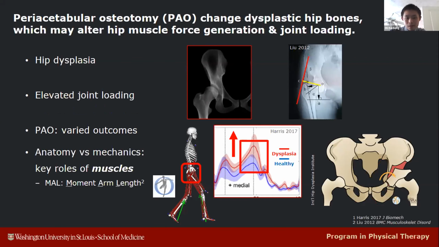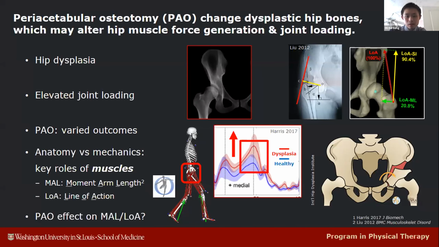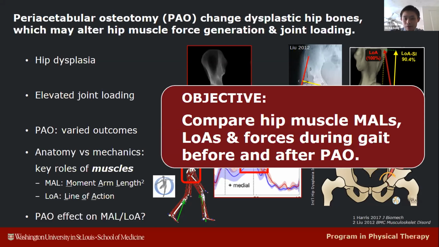And one key factor could be the hip muscles, as they generate significant forces inside the joint. More specifically, the moment arm length and the lines of action respectively determine the muscle's ability to generate force, then contribute force towards different parts of the joint. However, those quantities are rarely analyzed in hip dysplasia, as only one study reported reduced moment arms in gluteus medius compared to controls. And really no study investigated the effect of surgery on hip muscle moment arms, lines of action, or mechanical contributions. So that's what we did, to compare those quantities during gait before and after surgery.